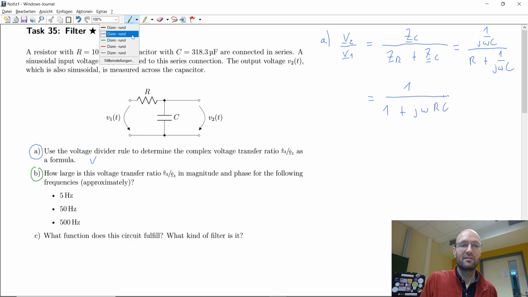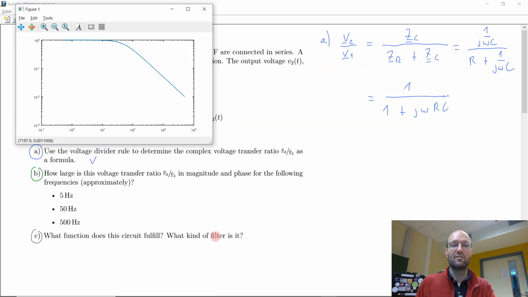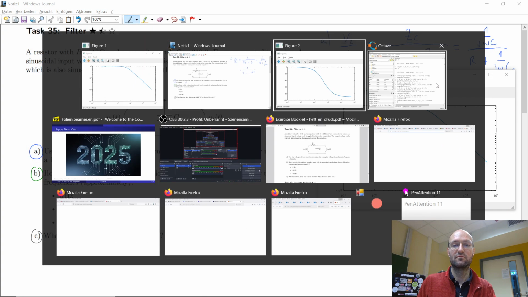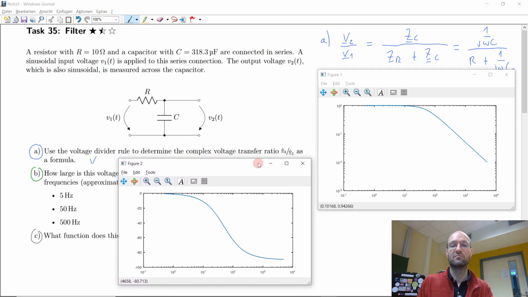So we can come to the last task and discuss what function does the circuit fulfill and what kind of filter is it. So this is the amplitude behavior. This is the phase behavior. What is the purpose of this circuit? It's a low pass filter, exactly.